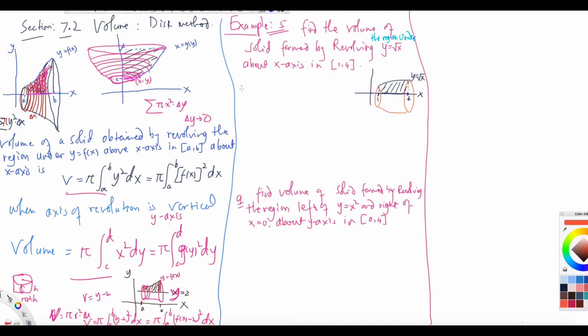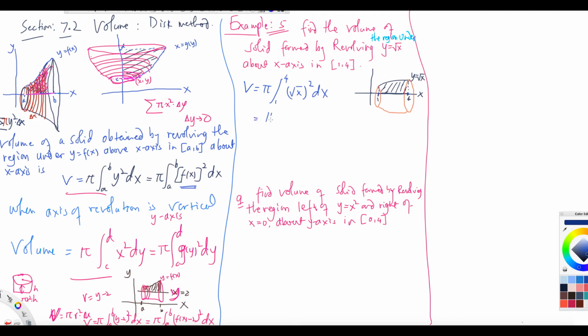So how do you do that? Let me use a brighter color. The volume is equal to pi times the integral from a to b, where a is 1 and b is 4, of f of x squared, because that is the square of the radius. So you write root x, squared, dx. That is the volume of the solid.